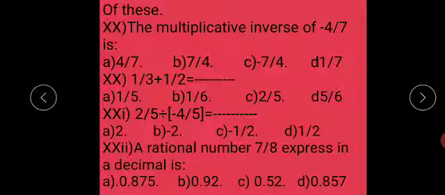22nd part is a rational number 7 over 8 expressed in a decimal is 0.875, 0.92, 0.52, 0.857.